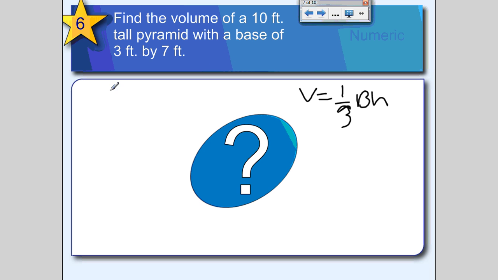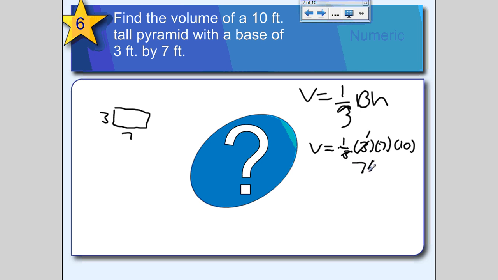Okay, the next one. Find the volume of a tall pyramid with a base of 3 by 7. It doesn't really say, but as soon as it says 3 by 7, I'm going to assume that is a rectangle with a 3 by 7. So volume equals 1/3 times 3 times 7 times the height of 10. Alright, so let's change the way we do this. Divide by 3. 7 times 1, 7 times 10.